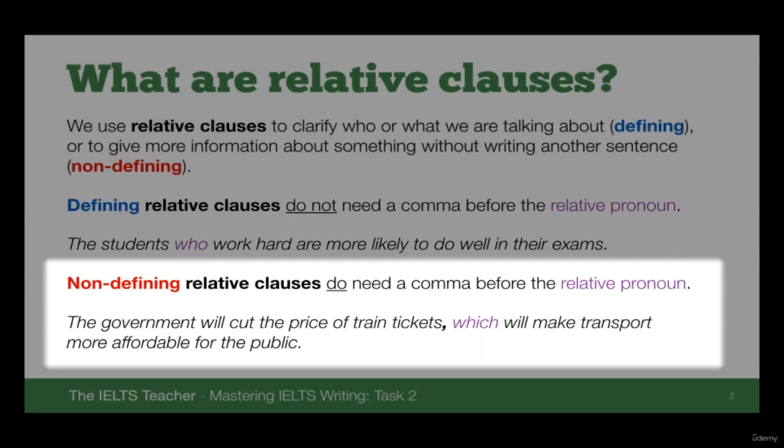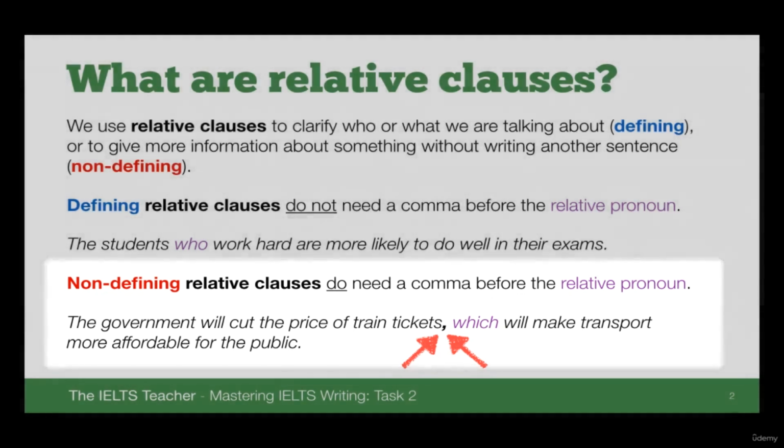Contrast that with the non-defining relative clause, which does not define the previous clause, but rather just gives more information about it. The government will cut the price of train tickets, which will make transport more affordable for the public. Because we are just choosing to give more information here, we are not defining the original clause. This is why it's called a non-defining relative clause. It doesn't define the previous clause, it just gives more information about it. Notice though the comma, that comma is so important, okay? That is what defines your non-defining relative clauses, or it's one of the elements that defines it. We need to use the comma there.